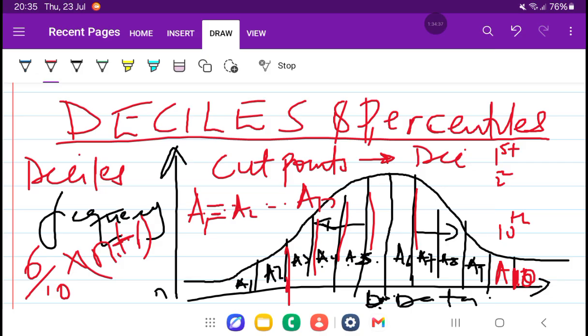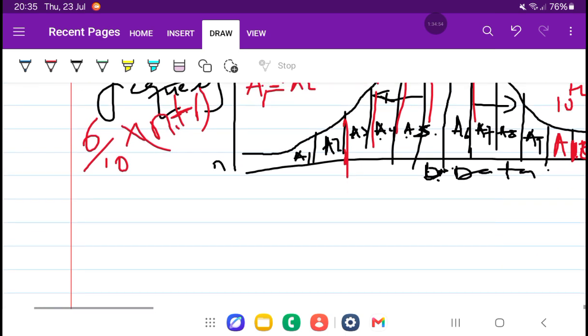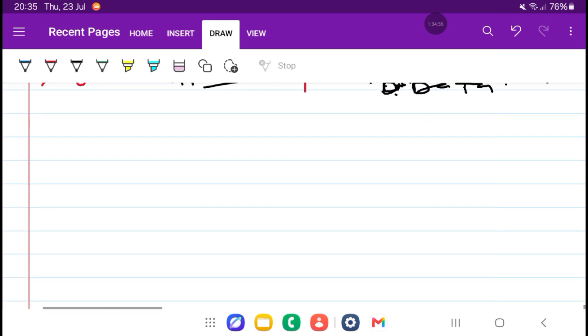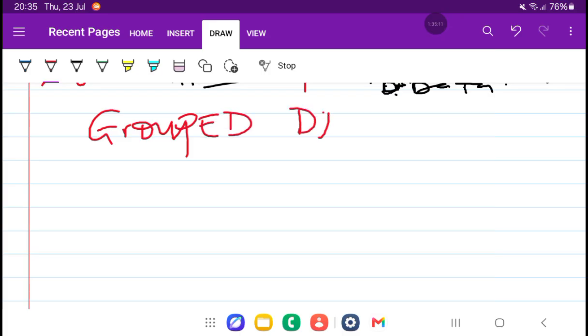So those kind of percentiles, deciles, I'm not saying they can't examine. Of course, there are so many things to examine, but you have to know, because it's not all that hard to know. So let's now look at the grouped. We've been looking at the ungrouped. Let's look at the grouped data.